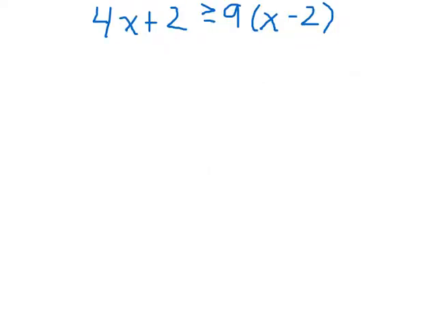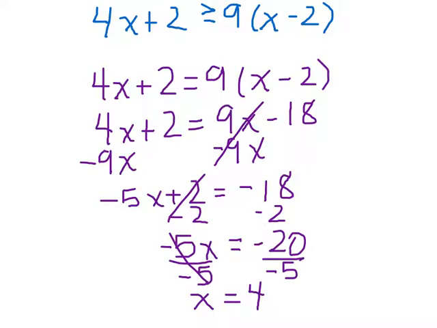So this new inequality, 4x plus 2 is greater than or equal to 9 times the quantity x minus 2. It's a larger inequality, more stuff to do, more steps, but as long as we follow basic equation solving techniques to find the boundary point, it makes it a doable problem. So step number 1, solve the equation of when the left side is equal to the right side to find the boundary point. So I've already solved the equation. The boundary point is when x is equal to 4.